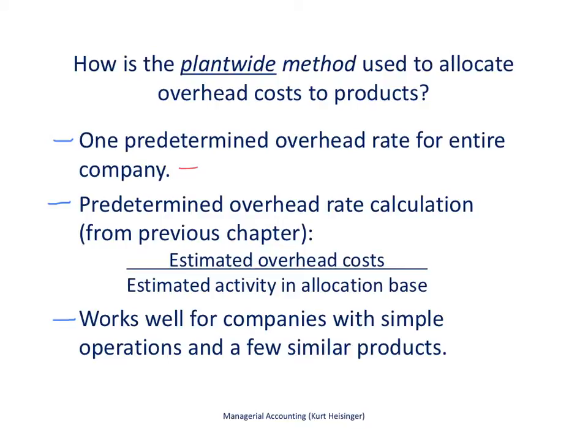The predetermined overhead rate calculation is shown in the second bullet point here, and we take our estimated overhead costs divided by the estimated activity in the allocation base. And as I mentioned, that allocation base can be a number of different bases, but if we're using the plant-wide method, we pick a base and stick with it for the entire company. This tends to work well for companies that have simple operations and simply produce a few similar products. So let's, in the next slide, talk more about how this would work.